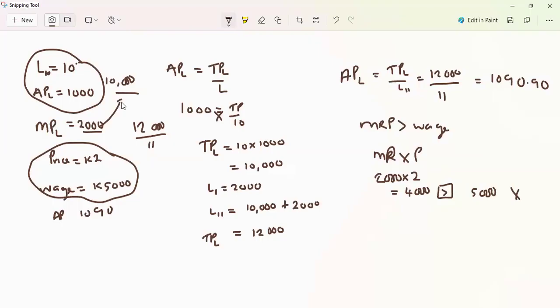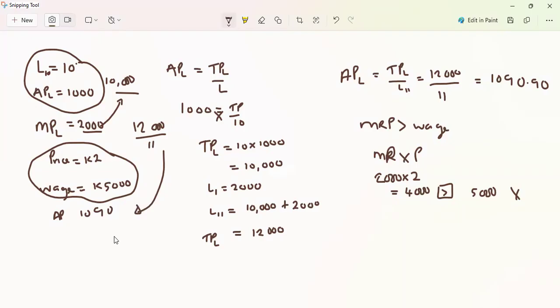So the total will be what? 12,000. Now, what is the average? We divide this 12,000 by 11, not 10, because now the laborers are 10 plus 1, which is 11. So that we find our average product for these 11 laborers, which is 10,090. We are done with the first part.